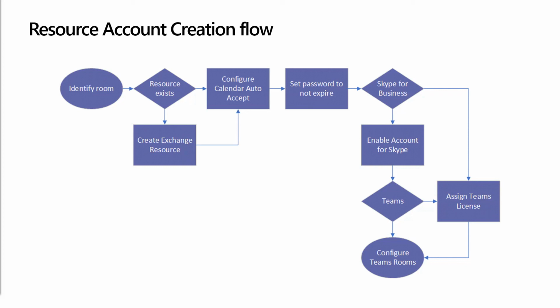The next question is, will you enable this account for Skype for Business, be it on-premises or online? If yes, go ahead and enable the account for Skype. If not, assign a Teams license. If you have enabled the account for Skype, your next decision point is, will you enable it for Teams as well as for Skype? If so, assign a Teams license. You're now done and you can move on to configure the Teams Rooms application.